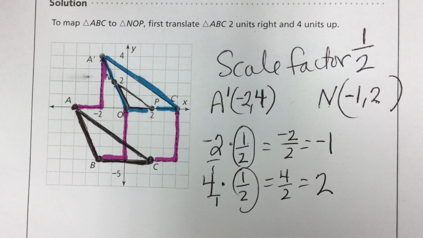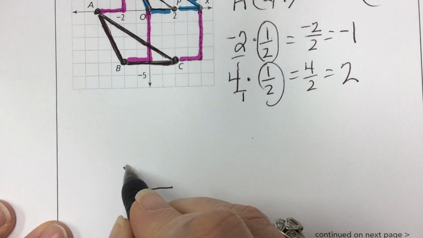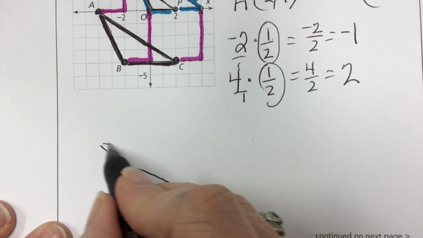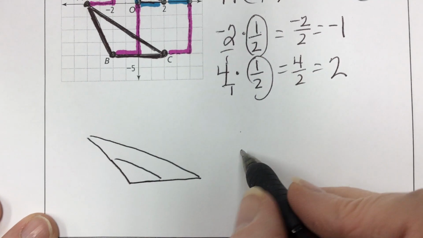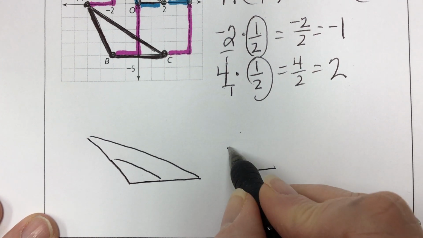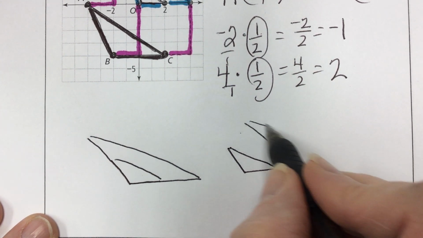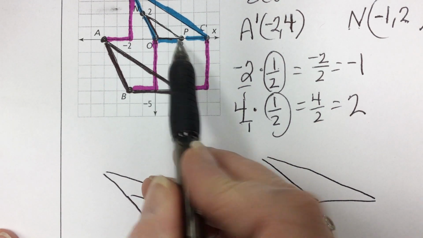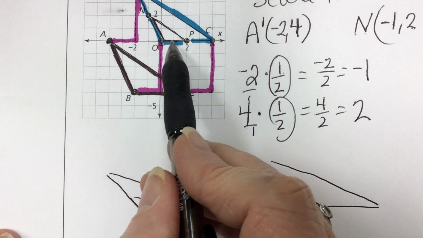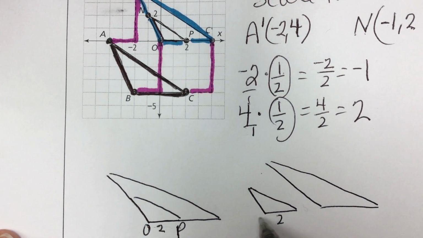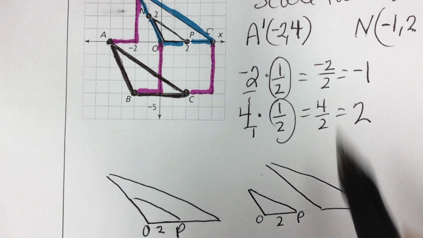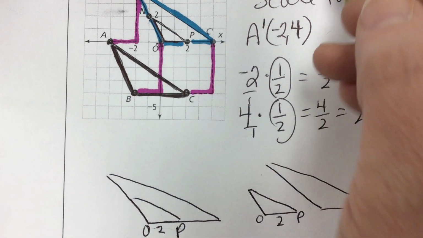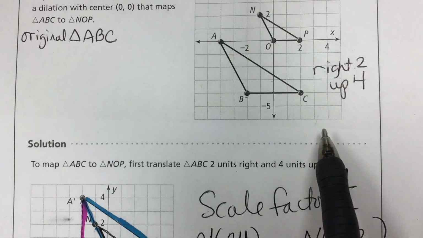Here's your smaller triangle, and here's your larger triangle. We could also draw them separately if we wanted to. Here's my smaller one, here's my larger one. What is the distance from O to P? From O to P, the distance was 2. Well, what is the distance from O to C? That would be the same as B to C. What's my distance from B to C?